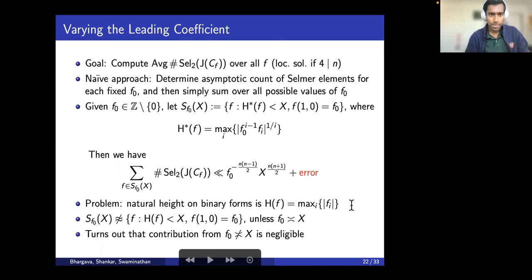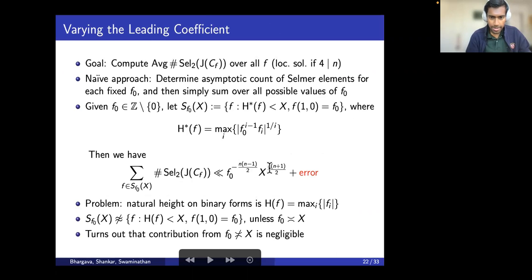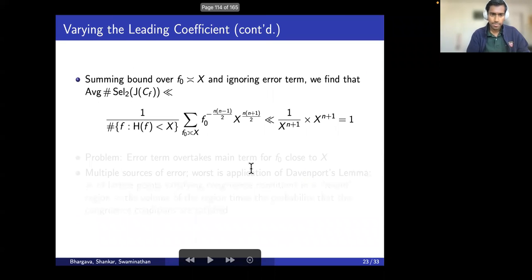Okay, that's the first step. So now we can just take this bound on the right-hand side and sum it over all leading coefficients. If we do that, and if we ignore the error term, we find that the average size of the two-Selmer group of the Jacobian over all binary forms is 1 divided by the number of binary forms of height up to X, times the sum over f_0 roughly the size of X of the bound. And if you approximate the sum with an integral, you'll find this is X to the n plus 1. And this denominator here is also X to the n plus 1. And so we get 1.